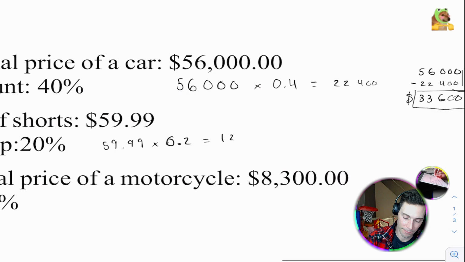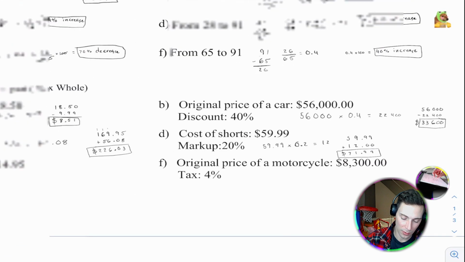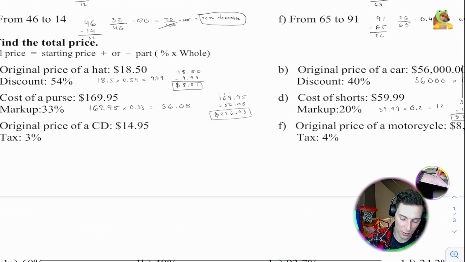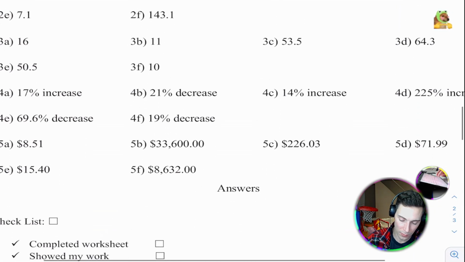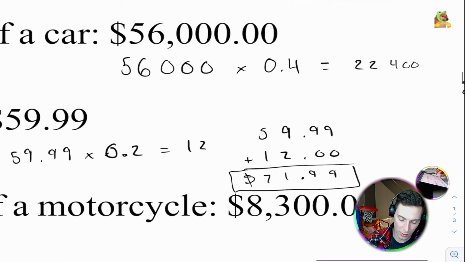And then 59.99 plus 12, place value. That's going to be $71.99. That's a crummy price for shorts. I'm going to check how they did their rounding there. 5D, 71.99. Yeah. Okay. 71.99.